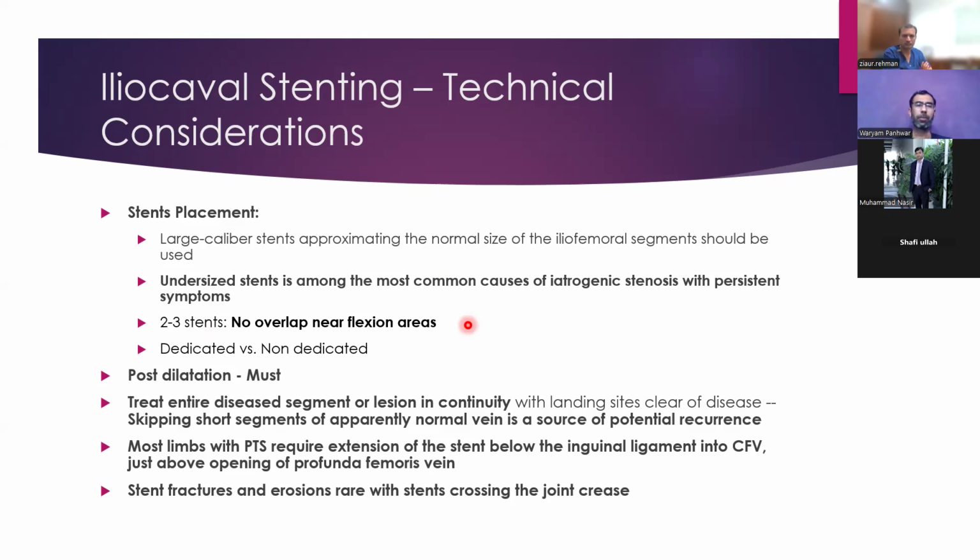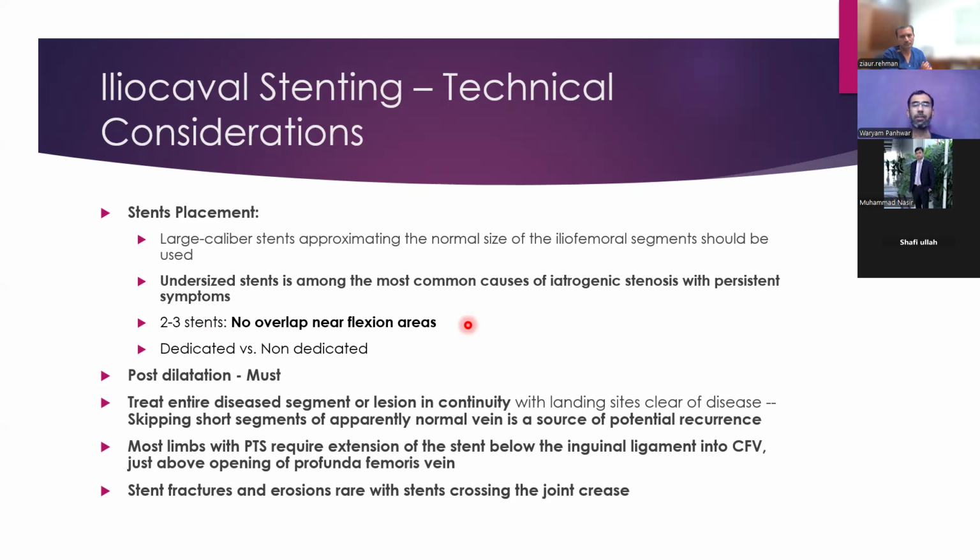The principle is to treat the entire disease segment or lesion in continuity from the common iliac vein, from normal vein to normal vein, and skipping short segments may lead to the recurrence and stent thrombosis. Most limbs with PTS require extension of stent below the inguinal ligament into the common femoral vein just above the opening of the profunda femoral vein.